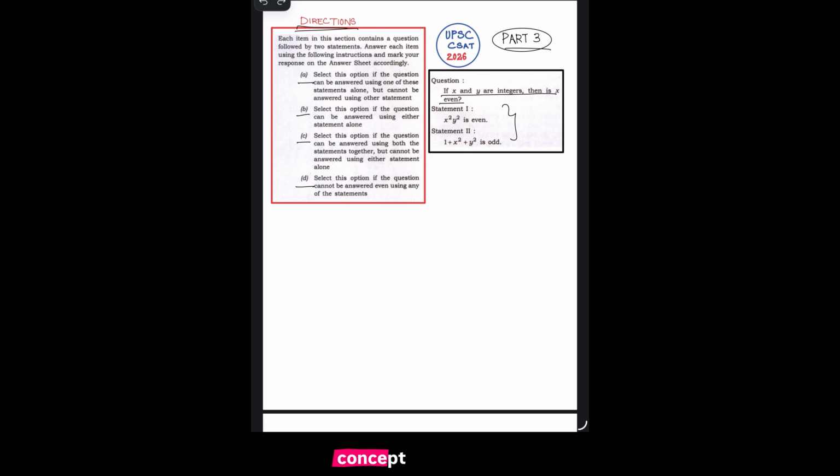The question goes like this. If x and y are integers, then is x even? We are given two statements based on which we have to identify the correct answer option. Before we begin, here's an important concept. The square of an integer always has the same odd-even nature as the integer itself. In other words, the square of an even integer will always be even and the square of an odd integer will always be odd. Now let us evaluate the statements one by one.